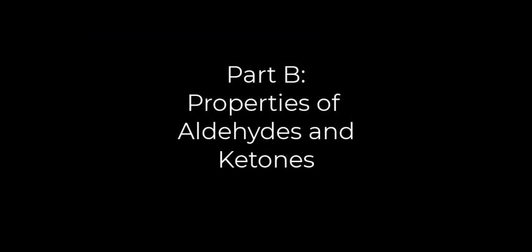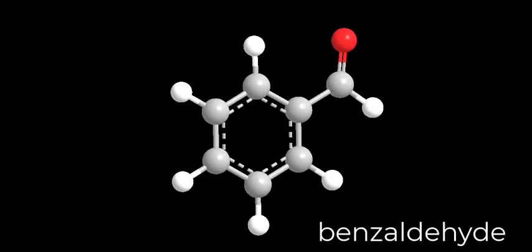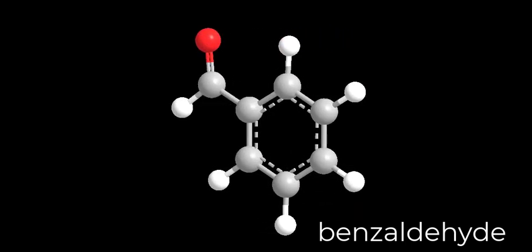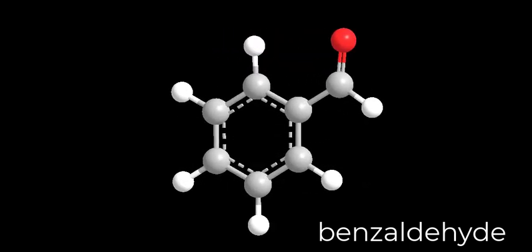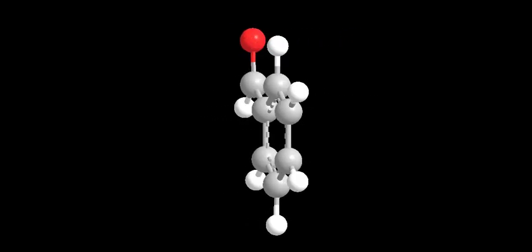I'm going to show you some models now. I'm not going to show you the model for acetone because we already looked at that. So here is the model for benzaldehyde. Notice the benzene ring represented as the flat 6-carbon ring with the dotted lines which represent the alternating double bonds.